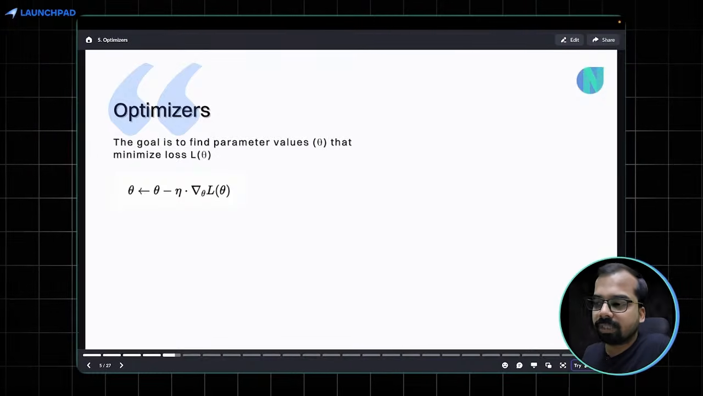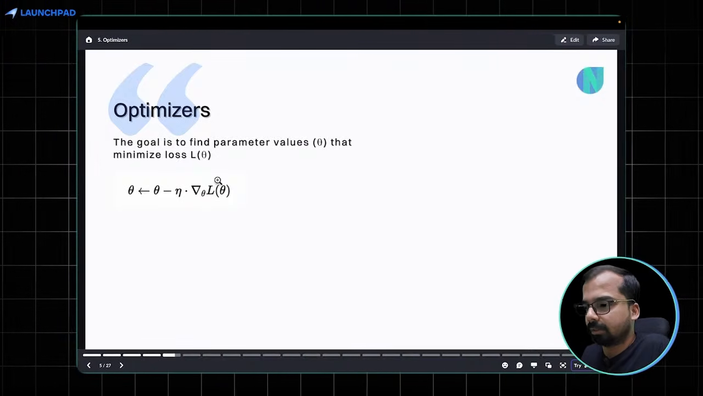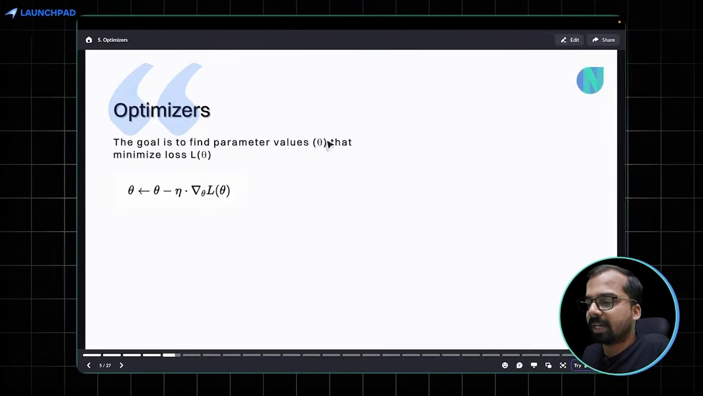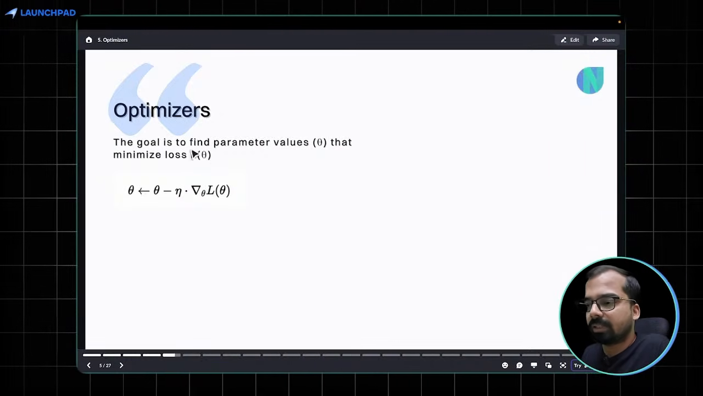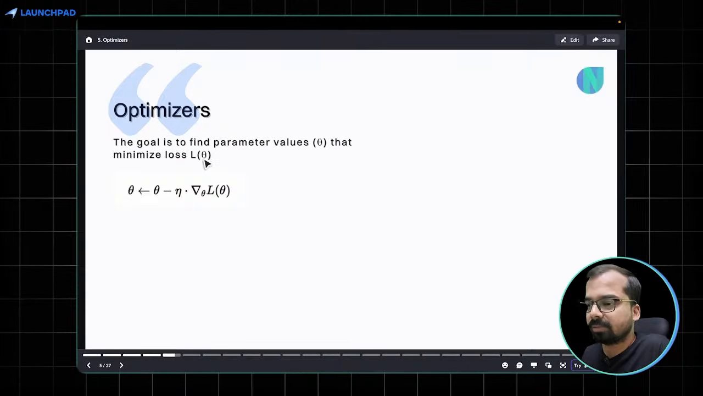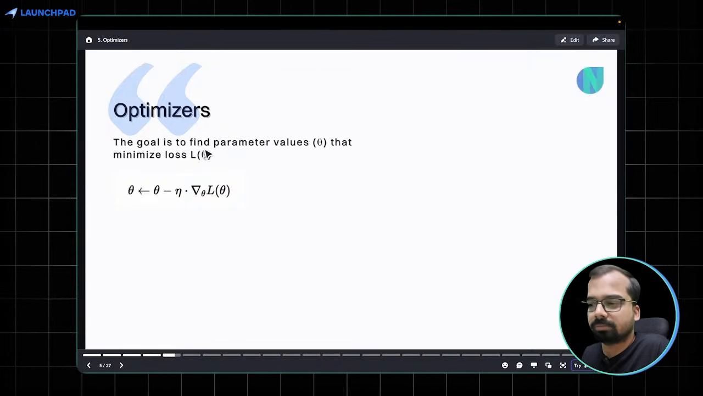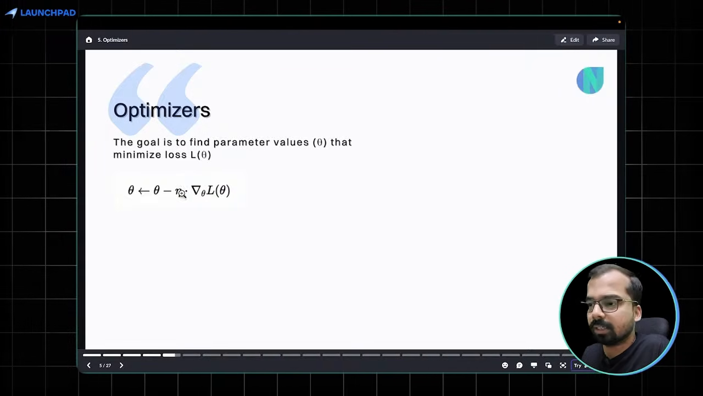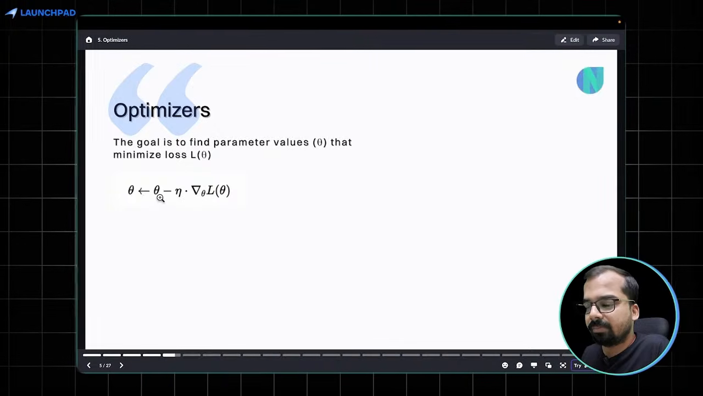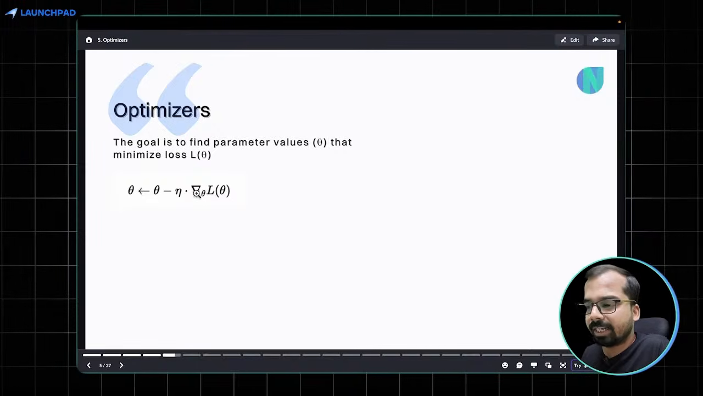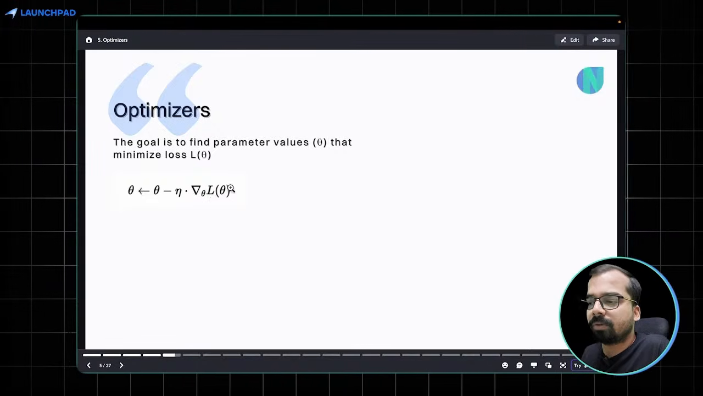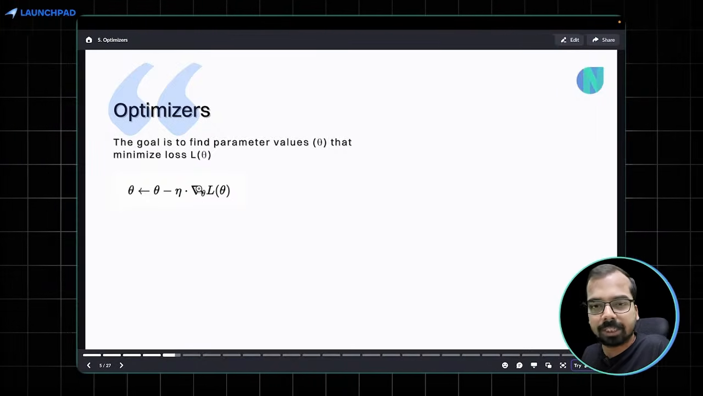So how does this optimization happen? Here we have taken a general parameter theta. This could be any weight, any bias, and we have taken the loss function. So this is basically calculating the loss when the value of theta is something. So the updated weight will be equal to the previous value of theta minus learning rate times the slope of the loss function with respect to theta.